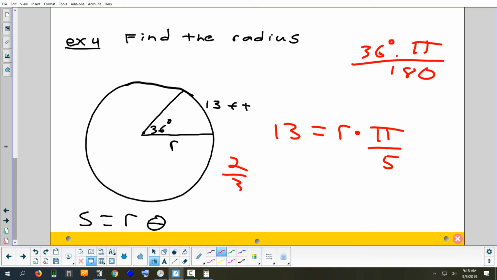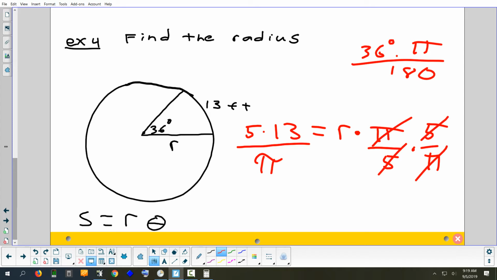It's just like having this. If you wanted to get the 2/3 on the other side, you would multiply by 3 over 2 on each side. All right, so here, let's see, Jason, what's the reciprocal I'm going to multiply by? 5 over pi. 5 over pi times 5 over pi. Pi's are gone, 5's are gone. Only thing on the right is R. And 5 times 13 is going to give me 65.